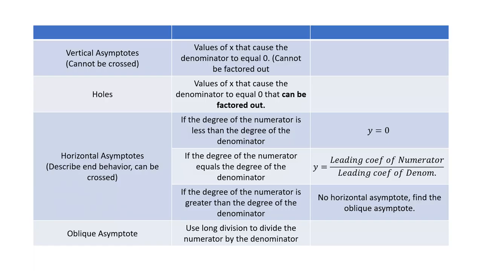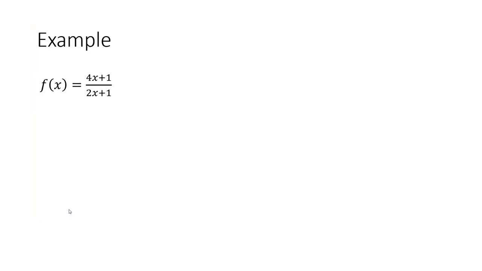We use those same rules that were on the previous page for horizontal asymptotes. And then we can find oblique asymptotes if necessary, if there's no horizontal asymptote, by using long division to divide the numerator by the denominator. And we talked a little bit about long division in our last unit when we were talking about polynomials. Okay, so again, pause if you need to copy the table. We're going to keep going to our first example.